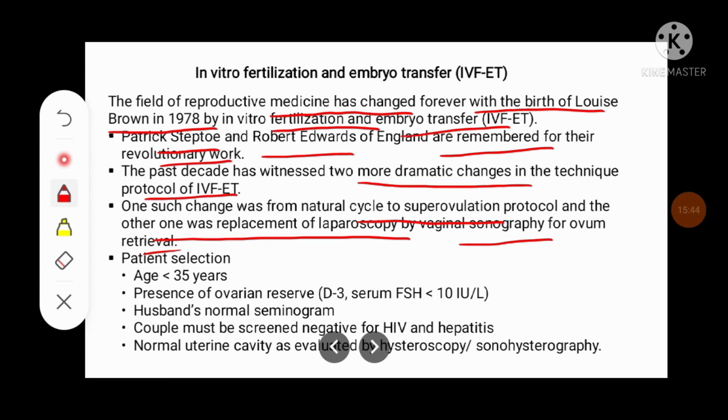So, how are the patients selected? The patient age should be less than 35 years. There should be presence of ovarian reserve at day 3. The serum FSH level should be less than 10 units per liter. Then husbands should have a normal seminogram. The couple must be screened for HIV and hepatitis. The normal uterine cavity is evaluated by hysteroscopy and sonohysterography.